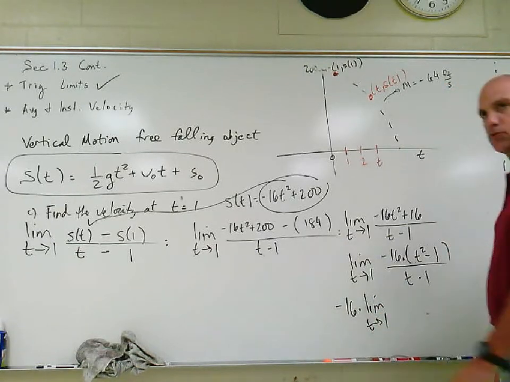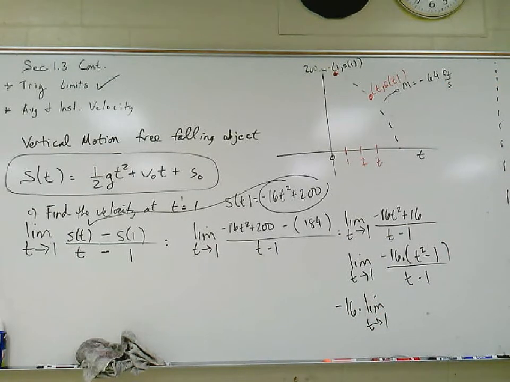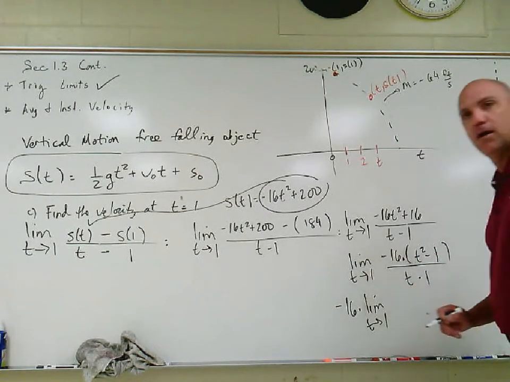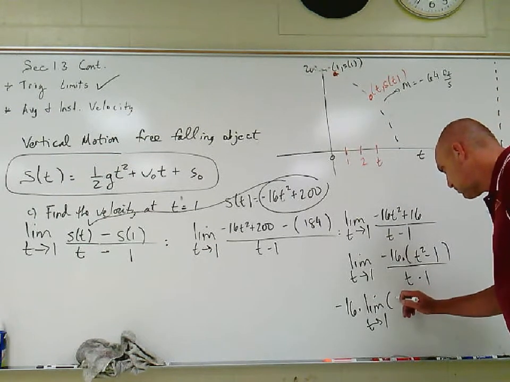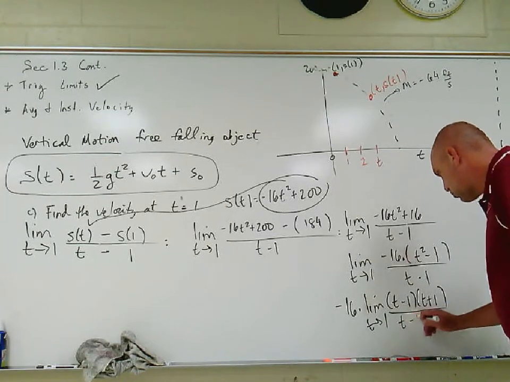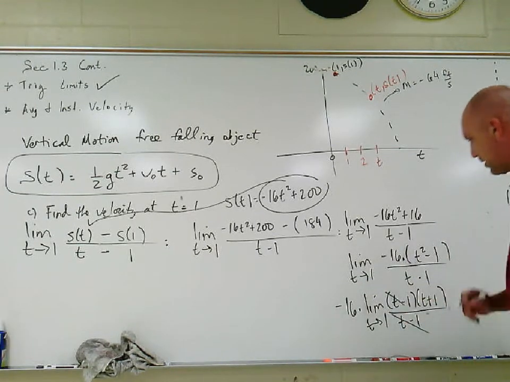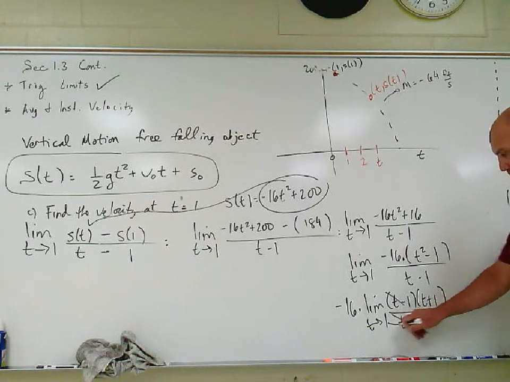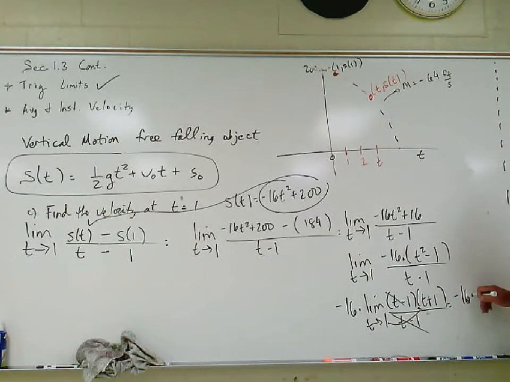And I'm going to go ahead and kill two birds with one stone. What should I do to the t squared minus 1? Yeah, factor, right? How does t squared minus 1 factor? Yeah, t minus 1 times t plus 1, over t minus 1. Those t minus 1's cancel. Now you can do direct substitution. You get negative 16 times 2, which is negative 32 feet per second. It's the instantaneous velocity of that object.